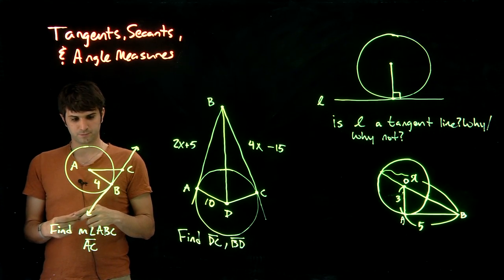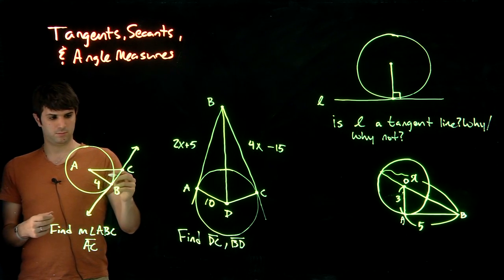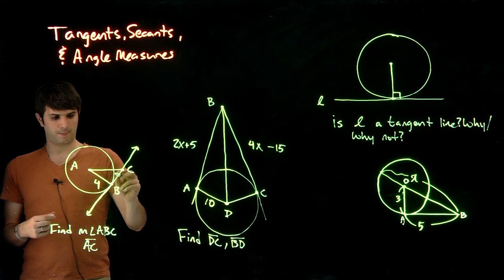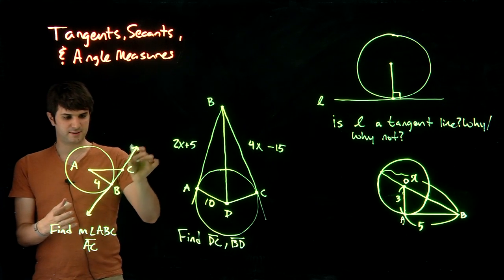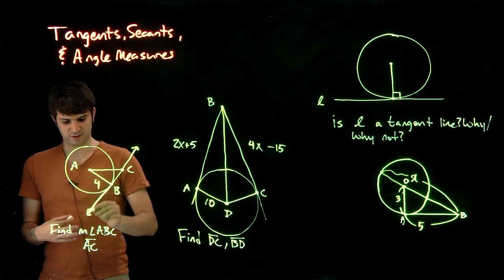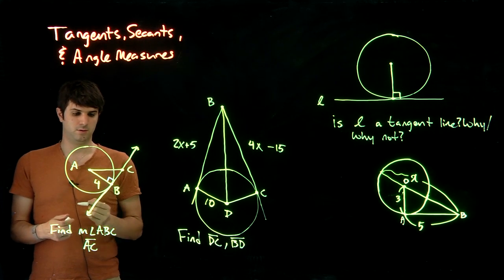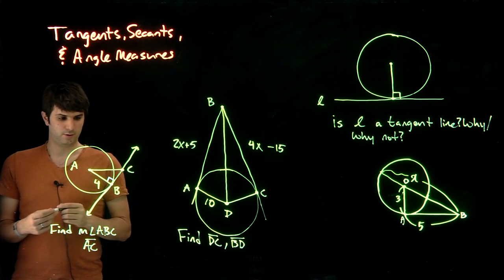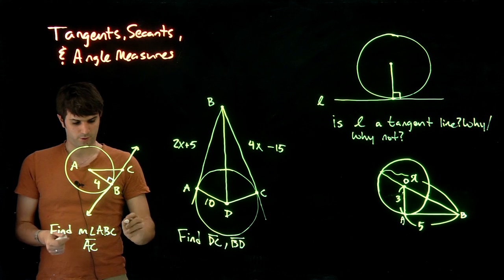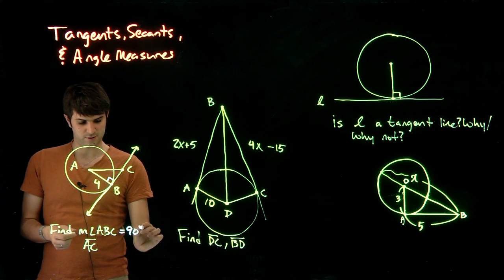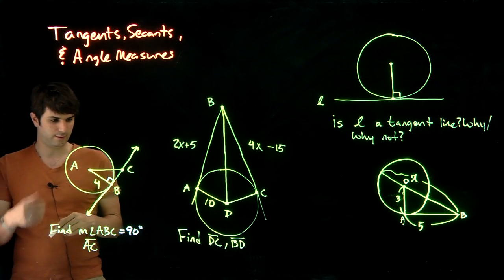First of all, we know that since this is a tangent line, this is a right angle. And so we know, we just kind of solved this. This is 90 degrees.